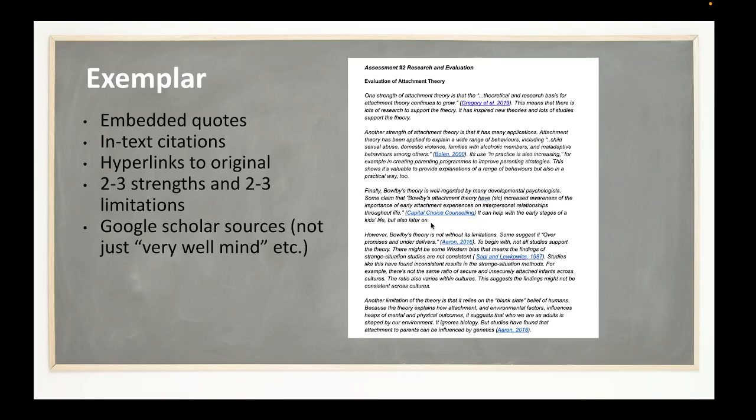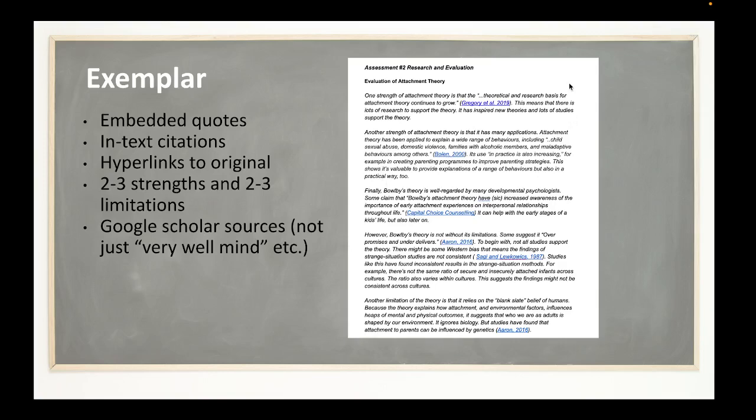And my sources, I've got some everyday Google, like Capital Choice Counseling for my example of this theory being used in the real world, but the majority is coming from peer-reviewed journal articles because these are what we use in psychology. Really what we're doing here is we're relying on the work of psychologists who have spent their life's work reading and researching, and they know a lot about these theories, and we're trusting their guidance and judgment.